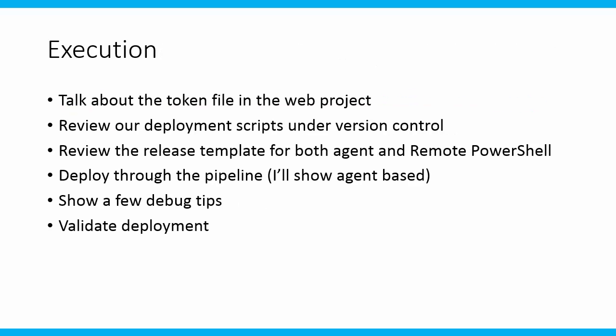In this video, we're going to talk about token files for the web project. We're going to review our deployment scripts under source control. We're going to review the release templates, both for agent and remote PowerShell. We're going to deploy through a pipeline, and I'll just use the agent-based one. I'll show a few tips for debugging, and then we'll validate the deployment.